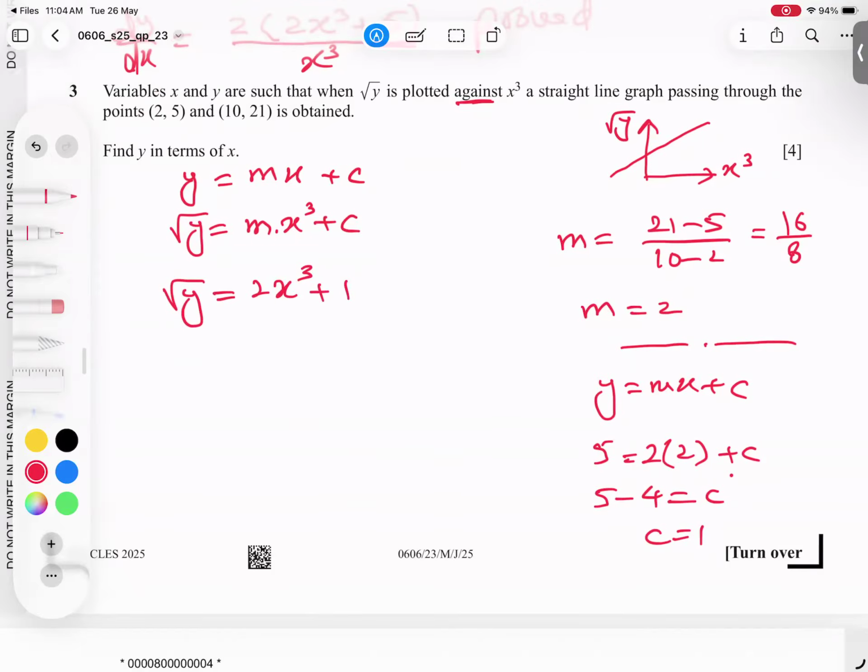Okay students, but he said we have to make y the subject. This square root is not acceptable here. So when I take the square of both sides, squaring both sides, here I get y and here I get a square on top. And this he was asking us. So I hope the concept is very clear.